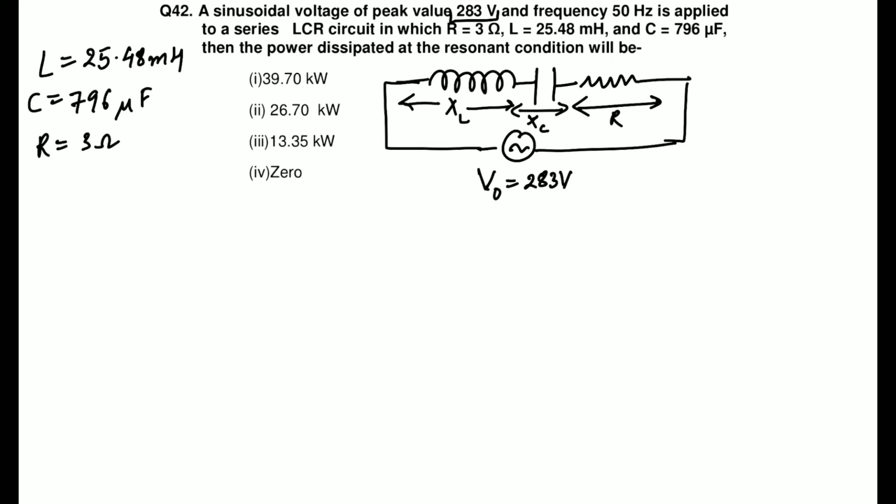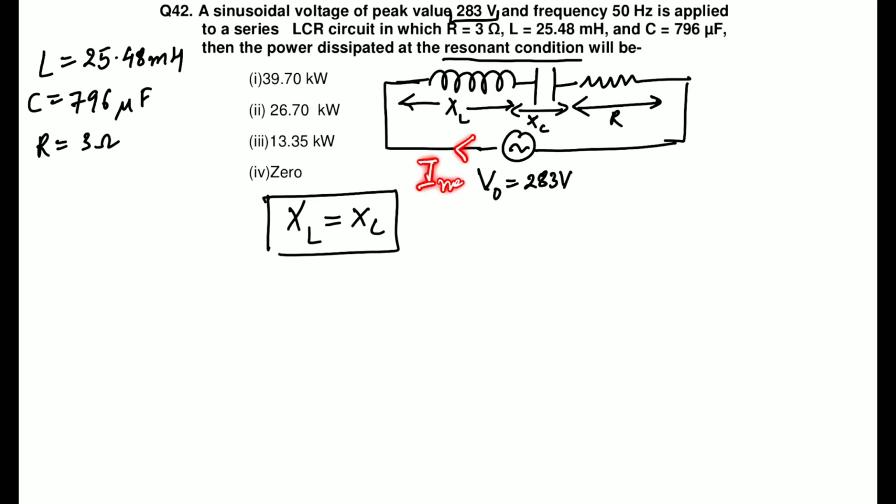Now one important piece of information is also given in the question: the resonant condition. So basically resonance is happening. When resonance happens, we all know XL becomes equal to XC. When that happens, the effect of the inductor and the capacitor on the resistance will reduce, so the maximum current will flow through your circuit. You have to understand the current will become maximum.